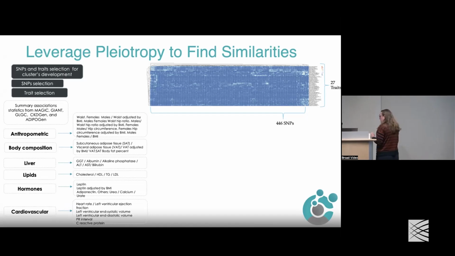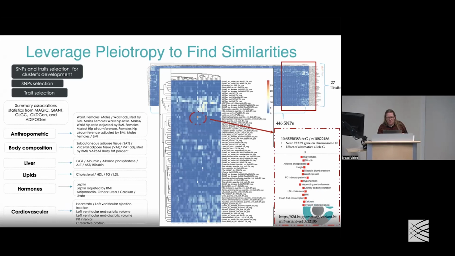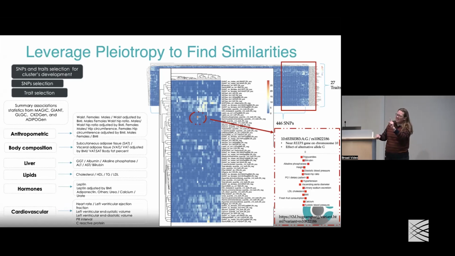And we're going to leverage this concept of pleiotropy to find similarities in associations. So this is just a depiction of a heat map showing the effect of these. We know these SNPs are all associated with type 2 diabetes and fasting insulin, but now we're looking at what the associations are with all these other traits, and we see something that's kind of different.